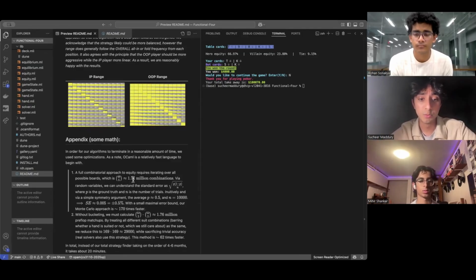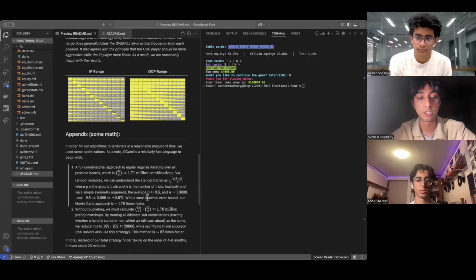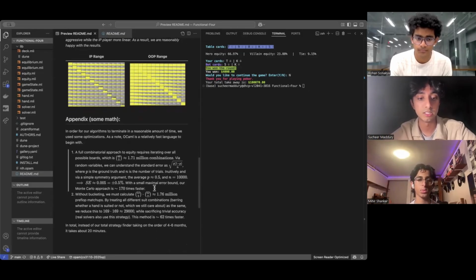First, we aren't enumerating over every possible board. Instead, we're using a Monte Carlo approach, which basically means we're just randomly sampling some number of trials. We're currently using 10,000. You can actually prove that the error bound for this is about 0.5% or lower, which is an acceptable error bound for us, especially given that there's a large number of matchups. So it's not going to affect the overall strategy that much.